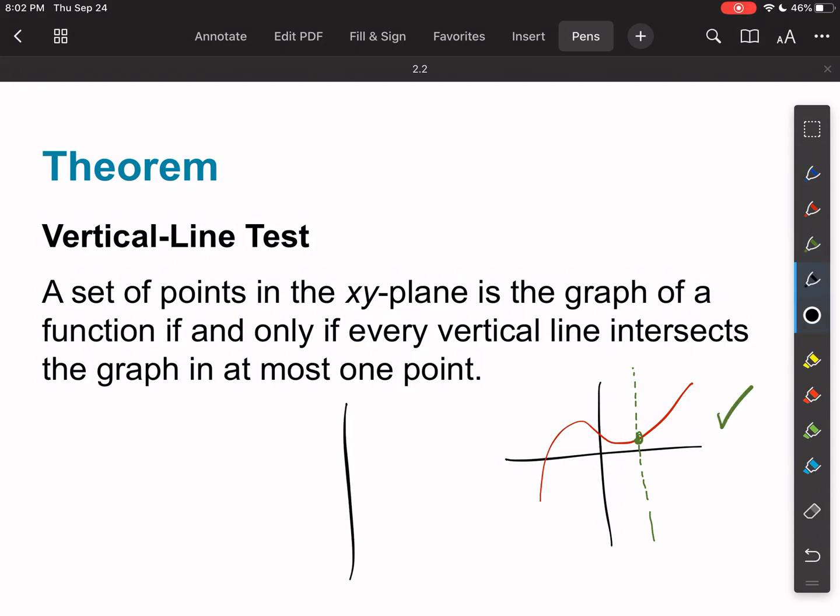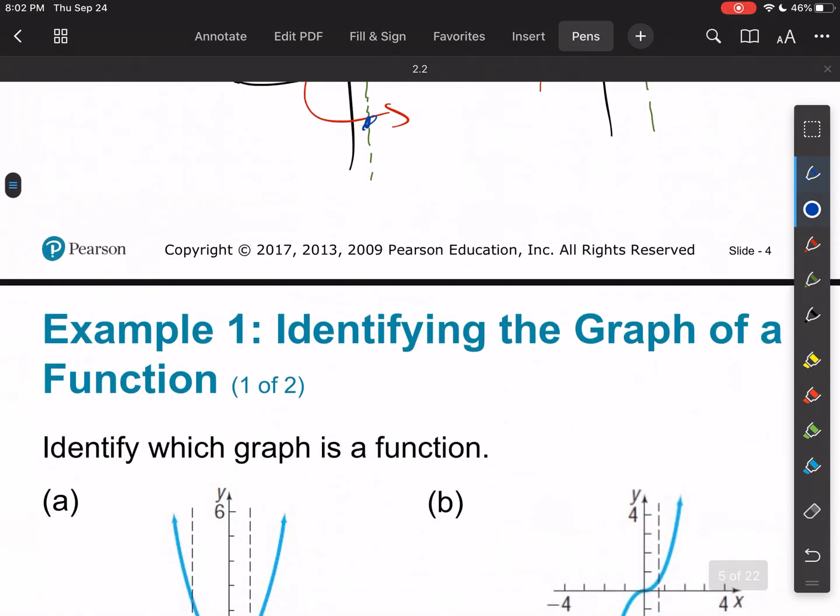However, if I have a graph that looks like this, then here's my vertical line, right? Then we have two places where the vertical line hits the graph. If that happens, we are not dealing with a function. This is not a function. Okay, so the vertical line test is a really simple way of, if you have a picture, determining whether or not you're dealing with a function.